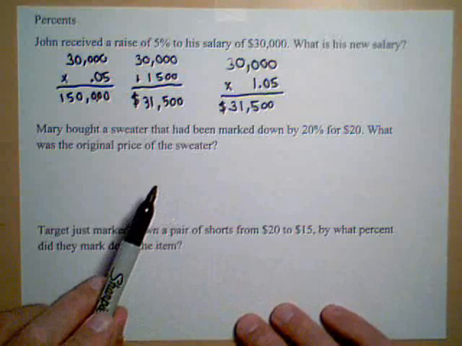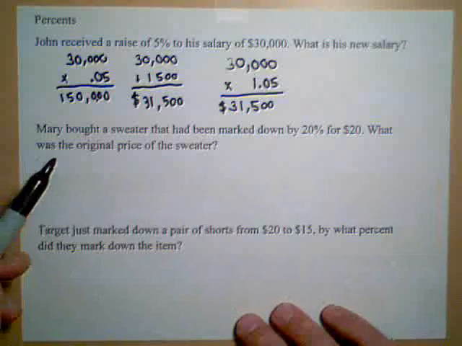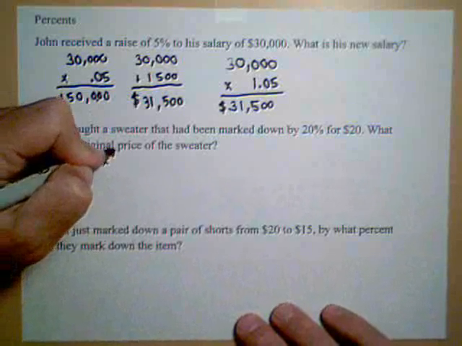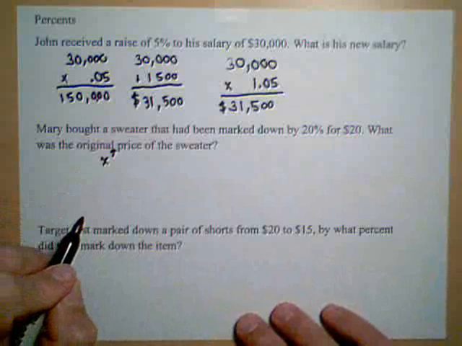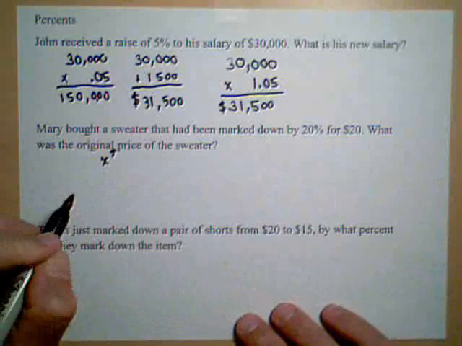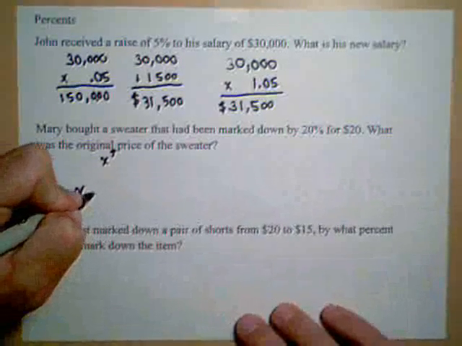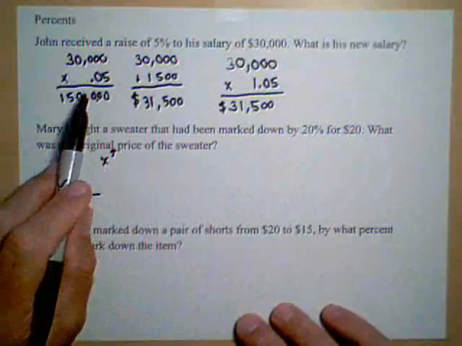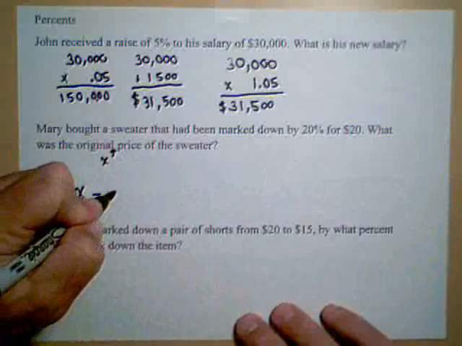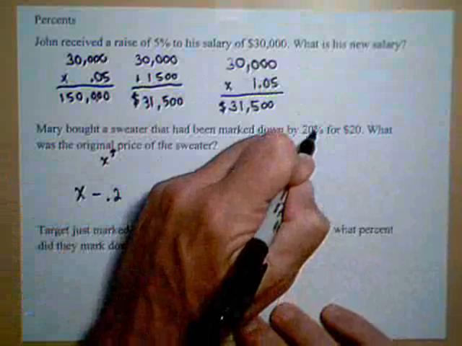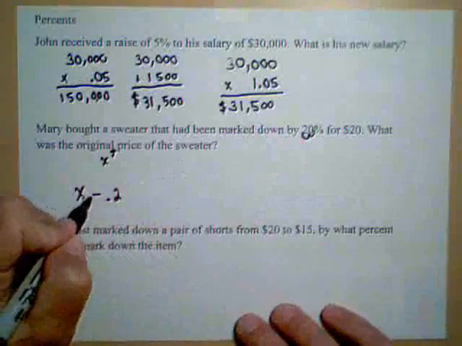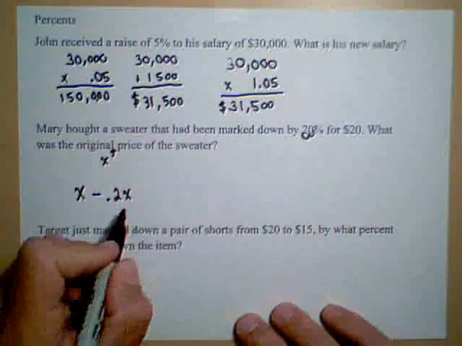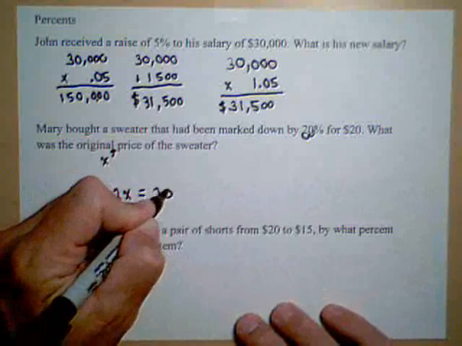Now, we know that the original cost of her sweater is what we're looking for. So let's call that X. So X is going to be the original price. Now let's think about how we would do this problem if we knew the original price. We would take the original price and then subtract off 20% of the original price. We know how to do that from the first problem. 20% of the original price is 0.2, because we have to move that decimal point 2 places, times the original price, which we're calling X. So this is the original price minus the 20% discount, and it had better be equal to $20.